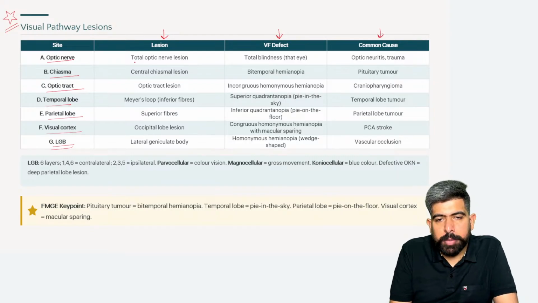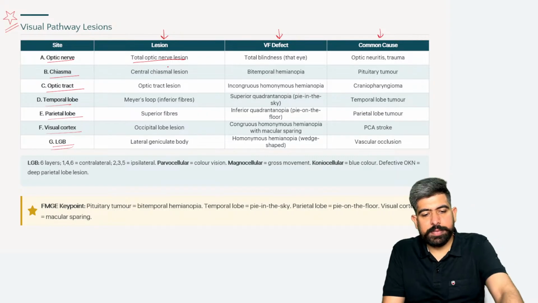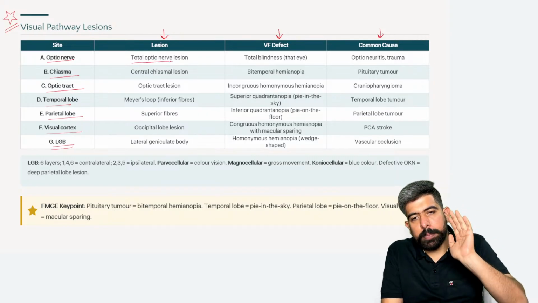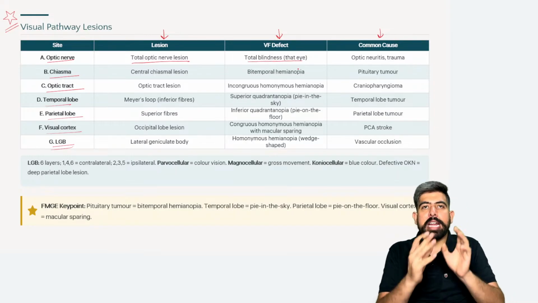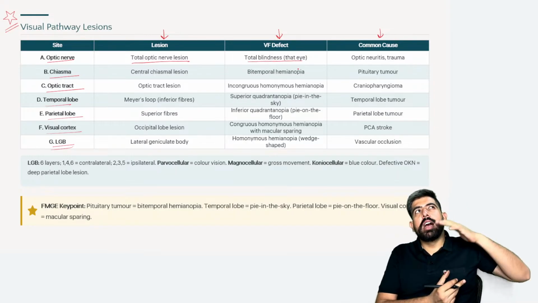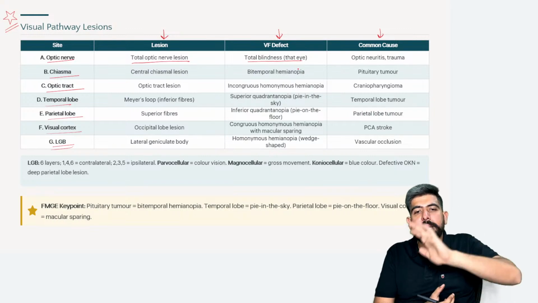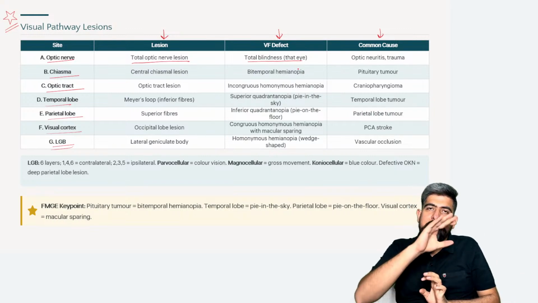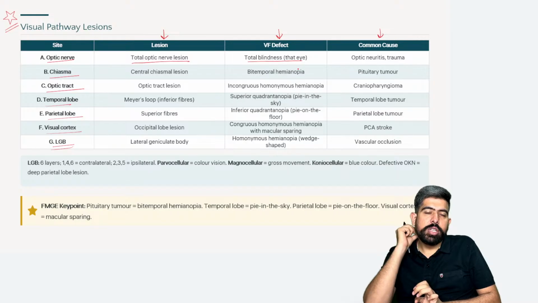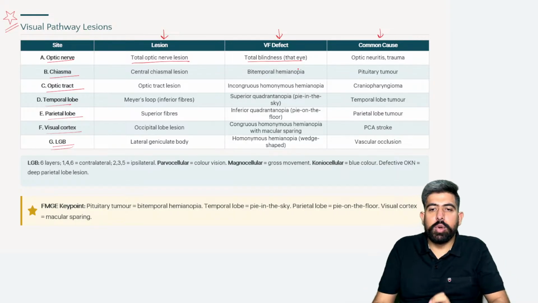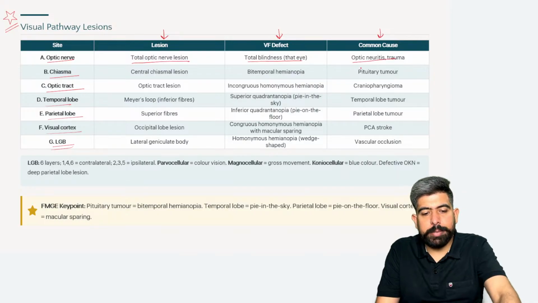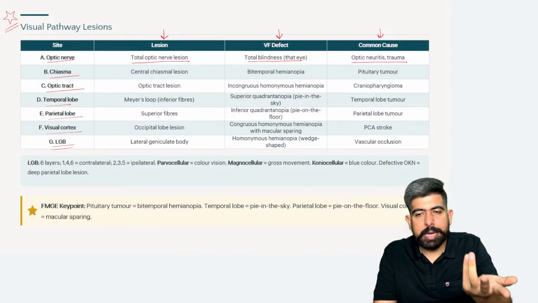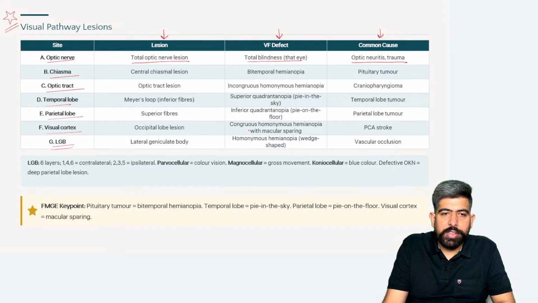So if we talk about the total optic nerve getting a lesion, okay, the entire optic nerve of one side is gone. So total blindness will be seen in that particular eye. If I'm talking about the left eye, the patient has a left optic nerve lesion. Okay, the entire left optic nerve is gone, so the total left eye will go blind. And the reason for it can be optic neuritis or trauma, right? So it can be optic neuritis and trauma causing optic nerve damage.